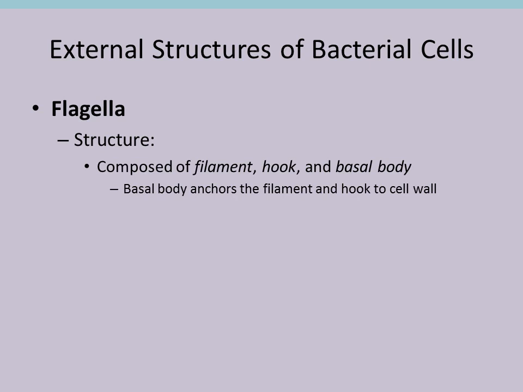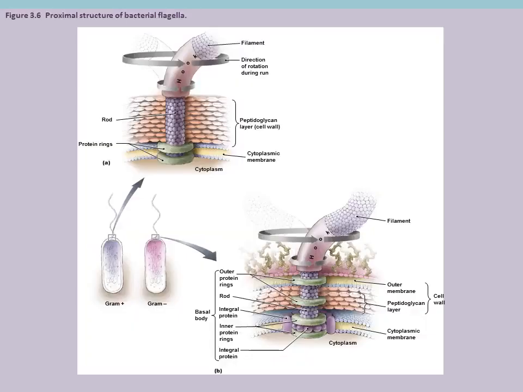It's composed of three main parts: a filament, a hook, and a basal body. The basal body is what is going to help anchor or attach that filament and the hook to the cell wall. And so in this picture, you can see overall that you have an A extending out from the cell wall. You've got the filament, you have that hook that's helping to attach it, and then that basal body is what's embedded within the cell wall.